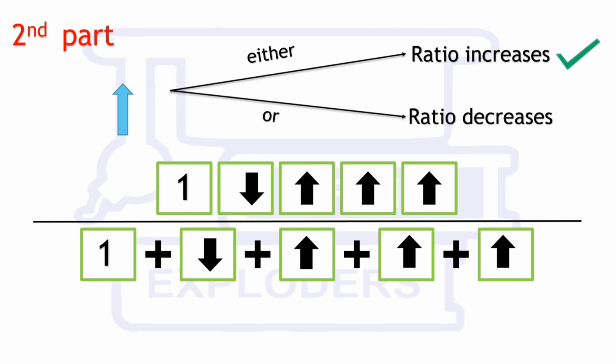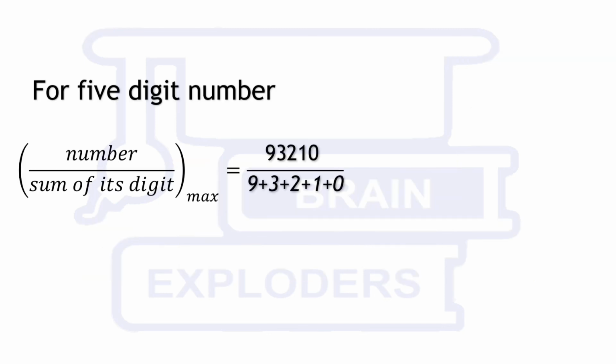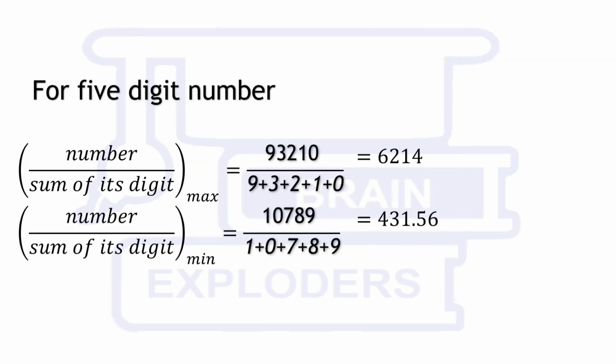So with these conditions we will get 10,789 as a solution. Hence for a 5-digit number, the number over the sum of its digits has a maximum value of 6,214 and a minimum value of 431.56, and this is our solution.